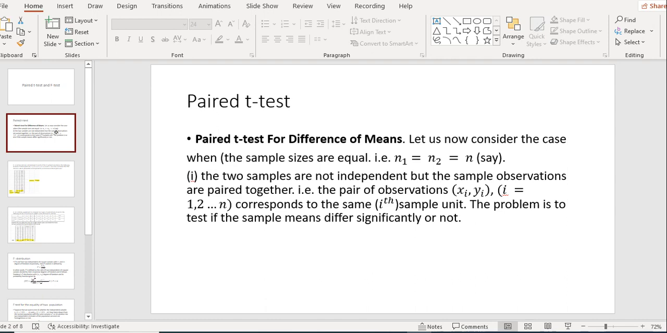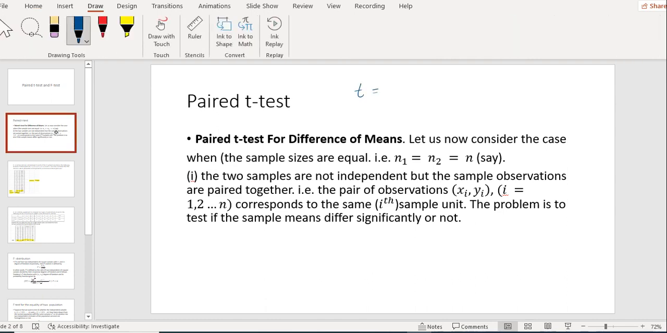The first case is where we consider that the sample sizes are equal and the two samples are not independent, but the sample observations are paired together, xi, yi. Now the problem is to test if the sample means differ significantly or not. So what will be our test statistic? The test statistic will be d bar upon capital S upon square root of n.